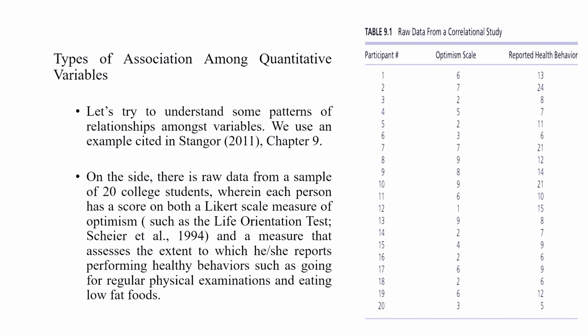This is an example cited in Stanger, the study of Scher and colleagues in 1994. They collected data from 20 students on two scales. One is a scale of optimism and the other is reported health behavior. One of the measures is a Likert scale on optimism, how optimistic a person is, and the other on health behavior, what kind of healthy habits people are following.